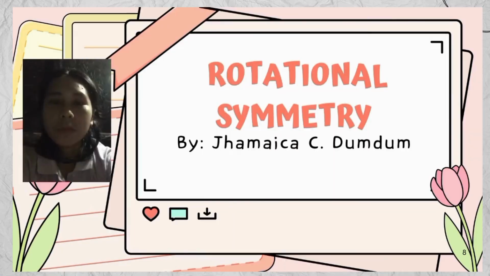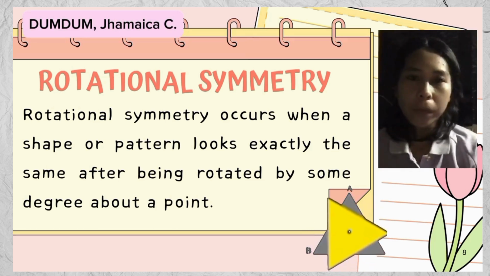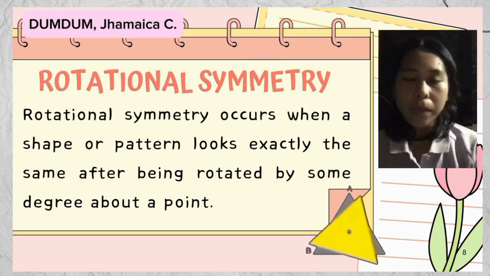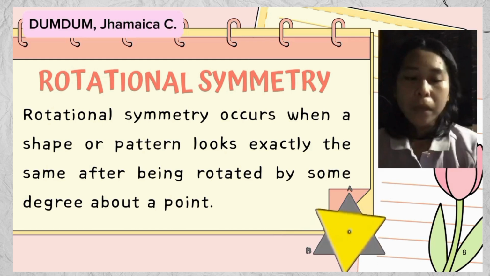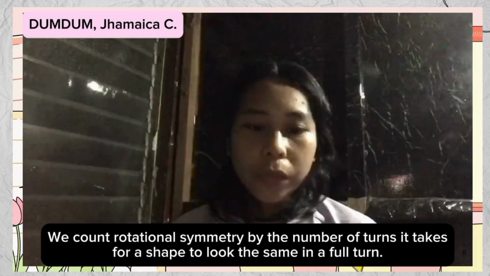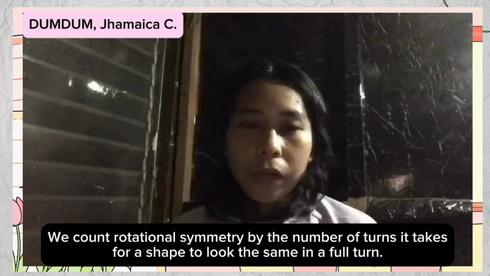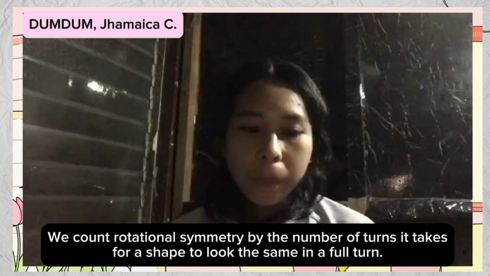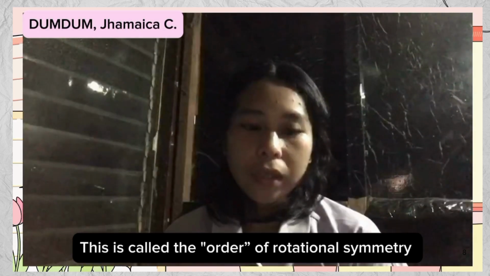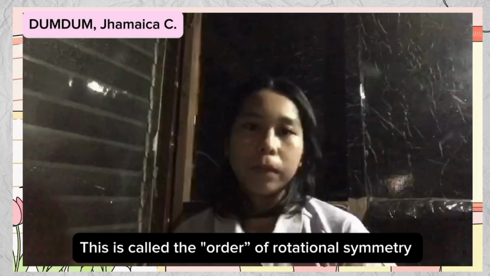So let's move on to the second type of symmetry, which is rotational symmetry. Rotational symmetry occurs when a shape or pattern looks exactly the same after being rotated by some degree about a point. We count rotational symmetry by the number of times it looks the same in a full turn. This is called the order of rotational symmetry.